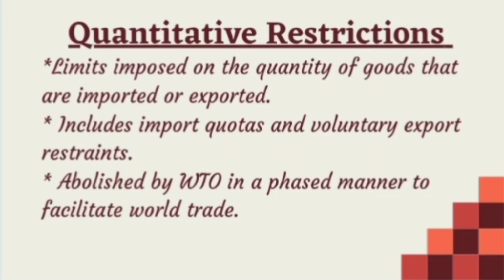Then have a look into the quantitative restrictions. These are the limits imposed on the quantity of goods that are imported or exported. It includes import quotas and voluntary export restraints which are signed by the exporters of foreign countries. Quantitative restrictions are imposed to discourage imports and thus protect domestic industries from competition from cheaper and technologically advanced goods manufactured by other nations. Quantitative restrictions have been abolished by WTO in a phased manner to facilitate world trade.